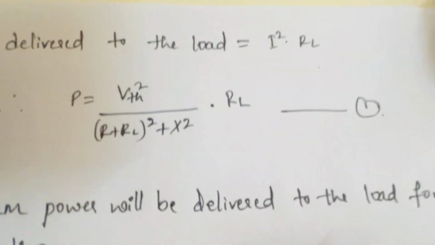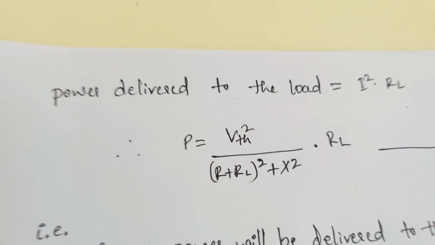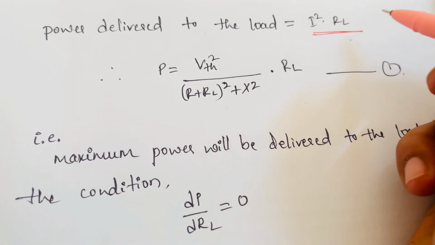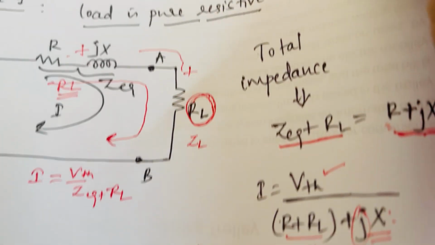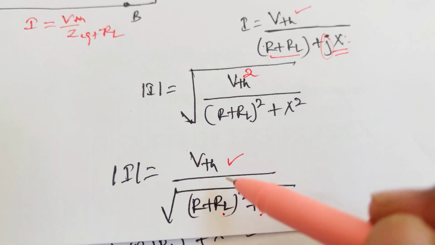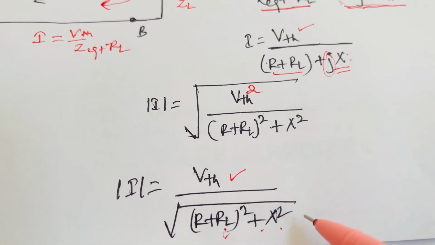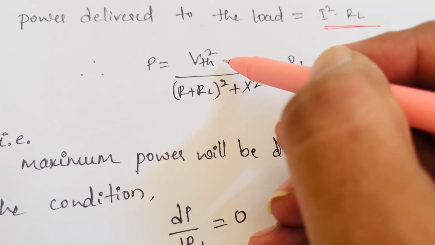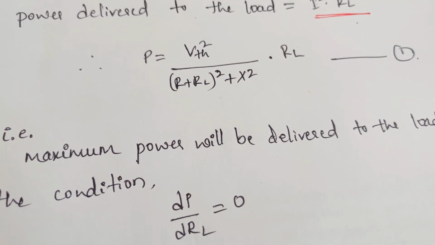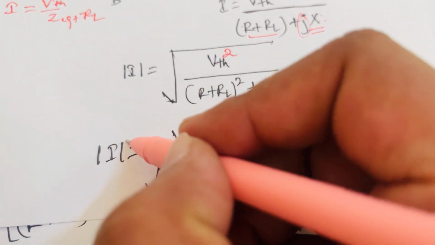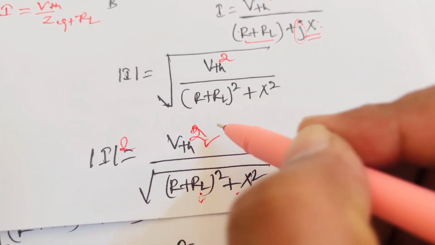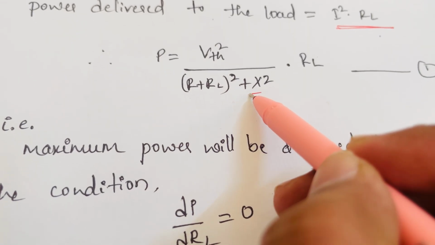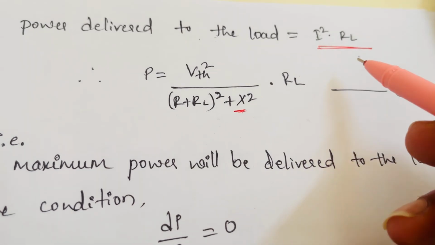Now we'll define the power delivered to the load. The power delivered to the load is given by I square into RL. We now know the value of I, that is VTH divided by the square root of (R plus RL) square plus X square. Therefore P is given by VTH square divided by (R plus RL) whole square plus X square, into RL, since squaring cancels the square root.